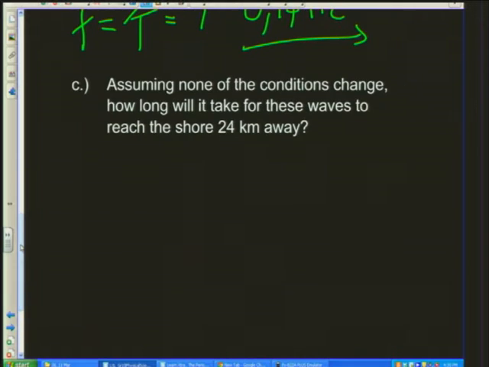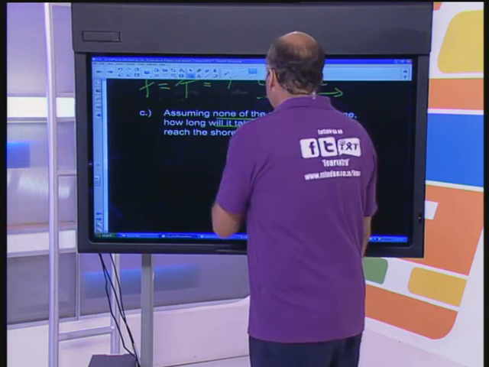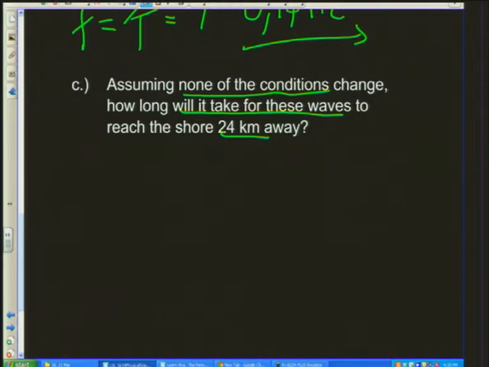Next one. It says, assuming none of the conditions change, how long will it take for these waves to reach the shore 24 kilometers away? Now, guys, this is a little bit of a word problem, but what we need to be able to do is take all the information that we've got and apply it. We want to know the distance is 24. We want to first of all calculate the velocity. Do we know what the velocity is? No, not yet, but we know the frequency and we know the wavelength.